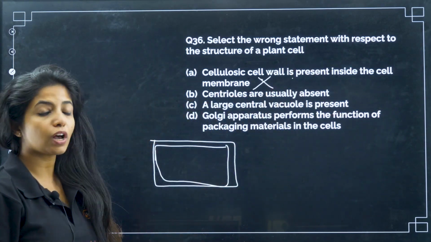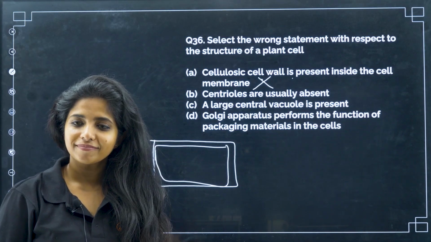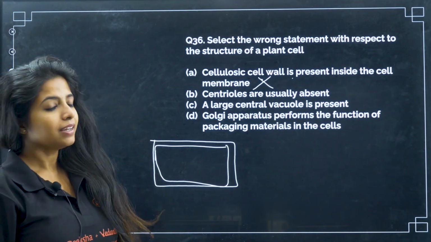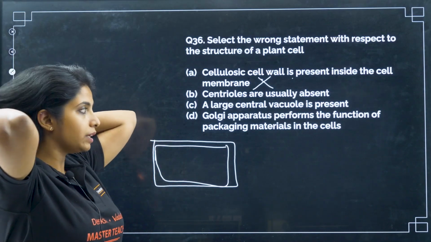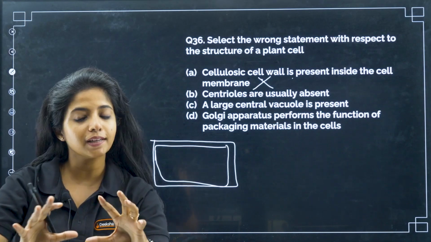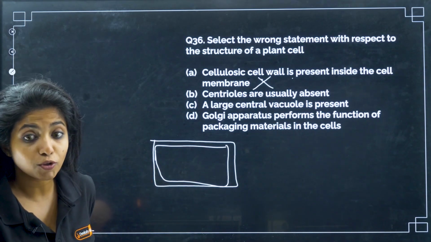Now, centrioles are usually absent. Do you think so? That is correct. In the case of plant cells, centrioles are usually absent. And the large central vacuole is present, correct. Golgi apparatus performs the function of packaging materials in the cell. Yeah, they do modification and also packaging in the form of vesicles. I hope you know that. From them only you get lysosomes also.